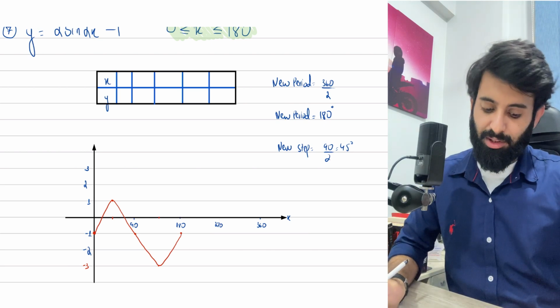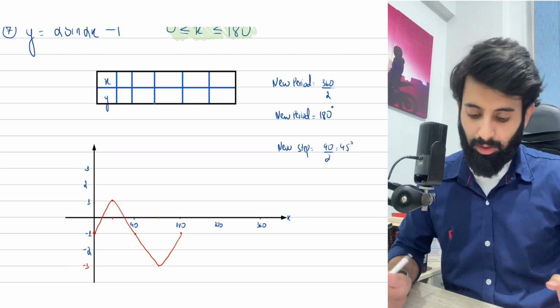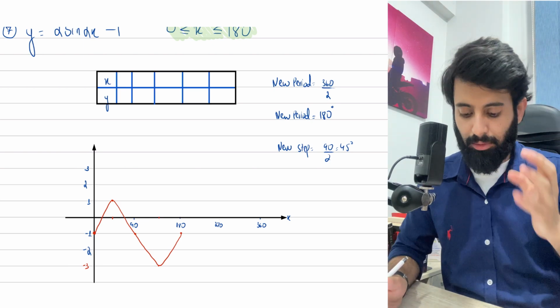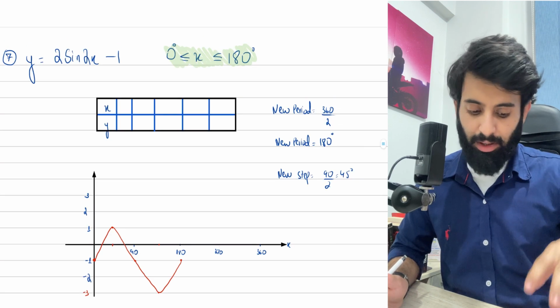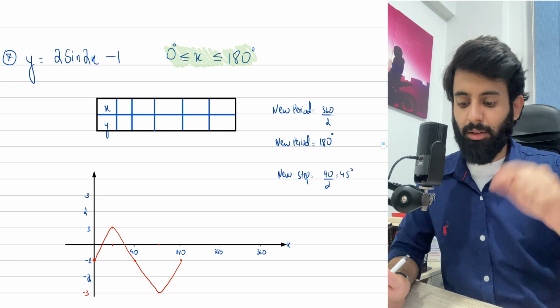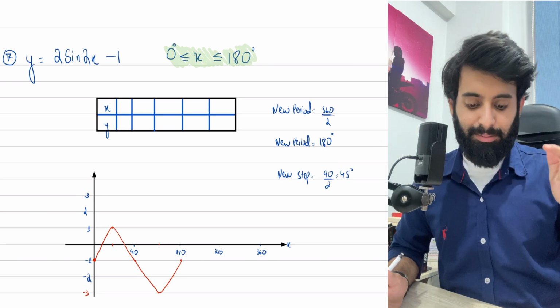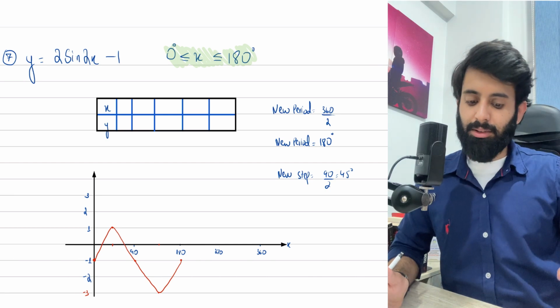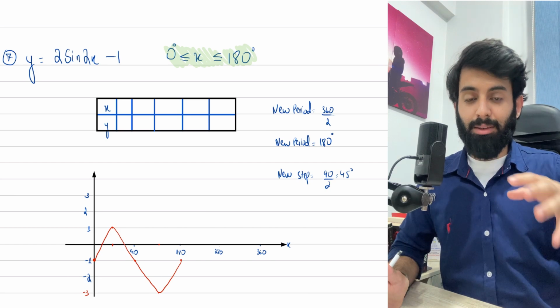And had it been from 0 to 360, we would have just copy pasted the entire thing. I mean, not literally copy pasted, but we would have drawn the exact same thing. One thing I want to point out here is that this time the coefficient of x was 2, but that did not lead us to getting 2 cycles on the graph. We still ended up with 1 cycle. Why? Because of the range.